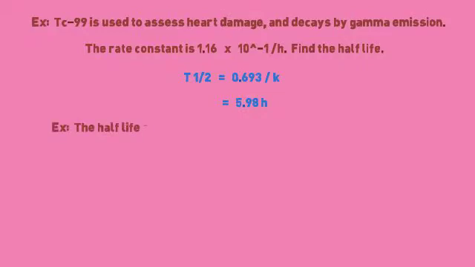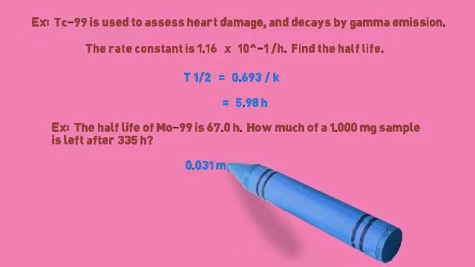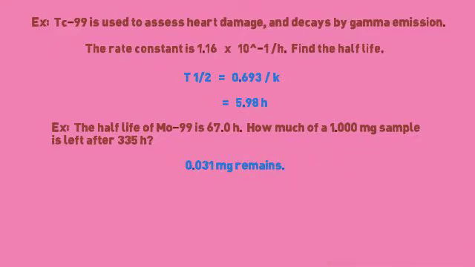Let's do another one. The half-life of Mo-99 is 67.0 hours. How much of a 1 milligram sample is left after 335 hours? You solve. Here comes the answer. I'm not doing it for you. The answer is 0.031 milligrams remains. And how did I do that? Well, I'll give you a hint. How many half-lives are in 335 hours? That's the hint. You figure it out.